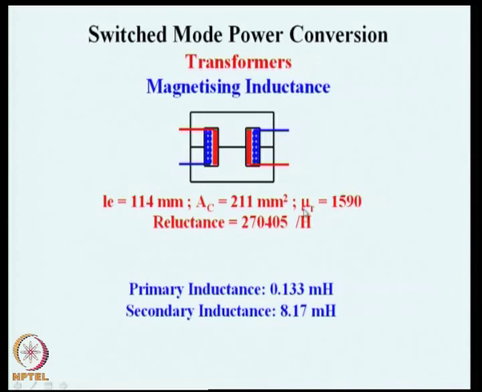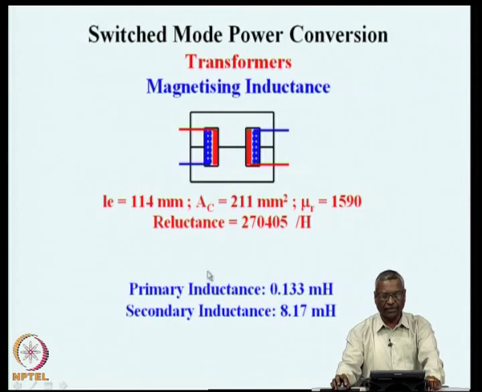Mu r is 1590 and the reluctance is given by L divided by A mu r mu naught, and that quantity is 270,405 per Henry, which is the unit for reluctance. The primary inductance is N squared, 6 turns for the primary, 6 squared divided by this. Secondary inductance is 47 squared divided by this quantity. So, that is 0.133 millihenry, and the secondary inductance is 8.17 millihenry.